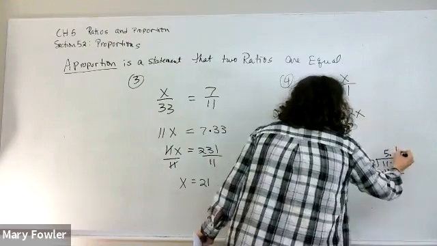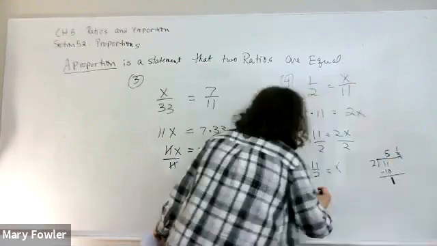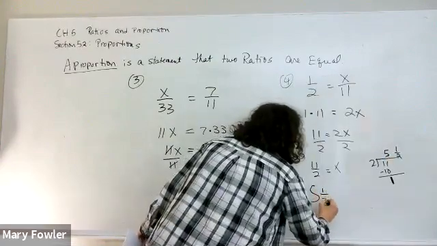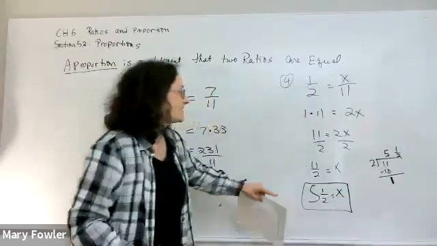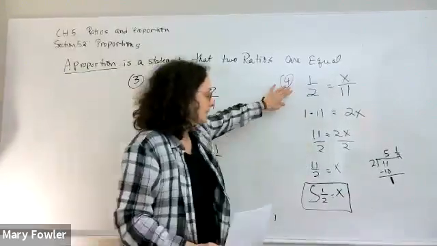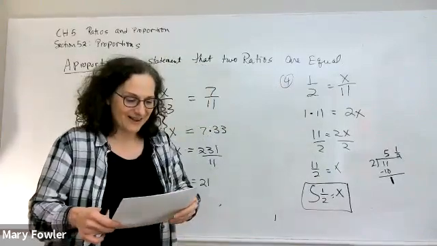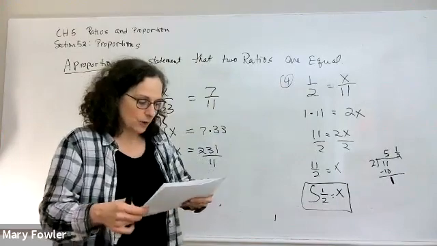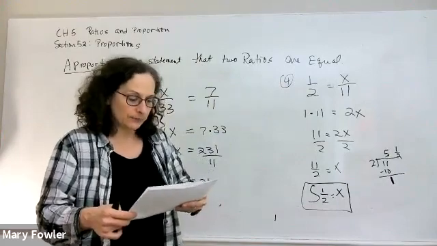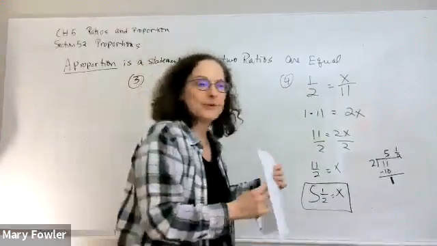We get 5, excuse me, not a decimal place, but 5 1/2 is equal to x. Okay. All right. So we're allowed to have fractions in the proportions. Okay, so if you can press pause and complete problems 5 through 8, and I'll see you back, and we'll finish up the worksheet.